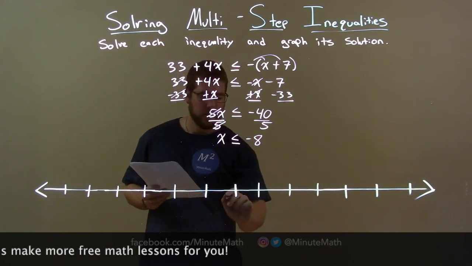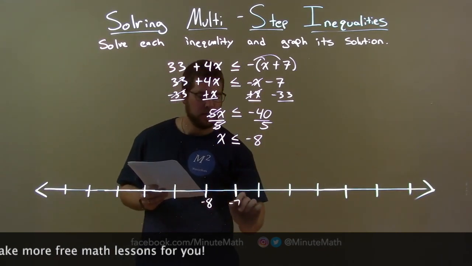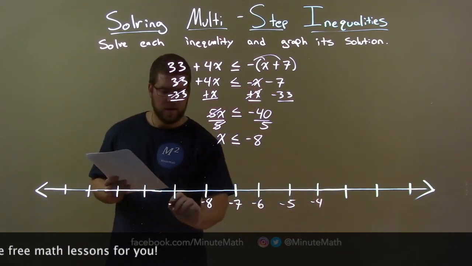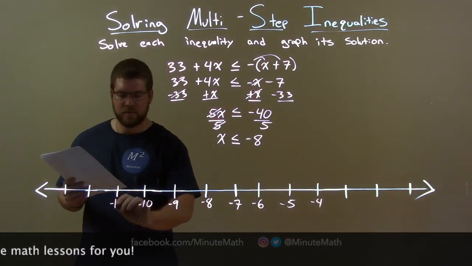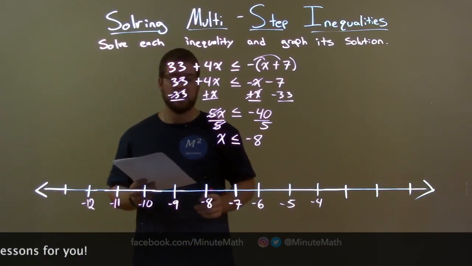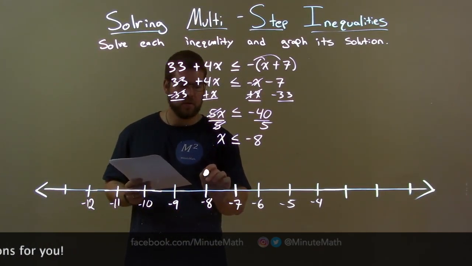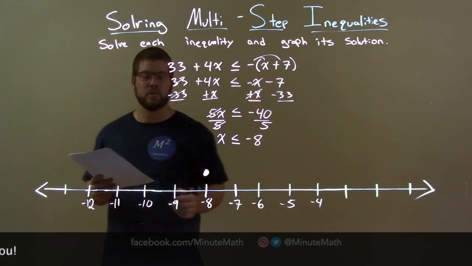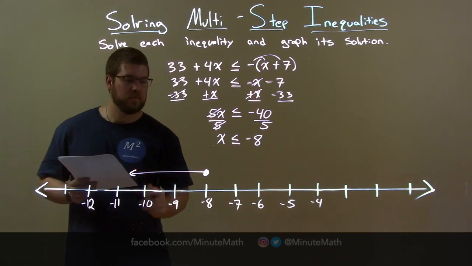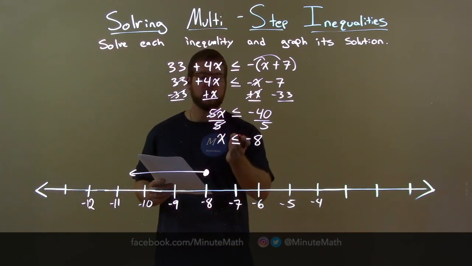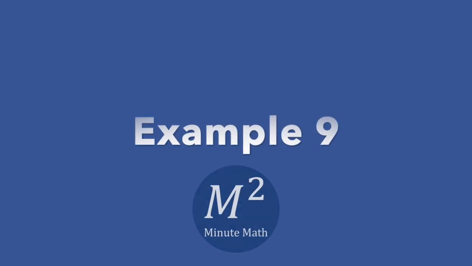So let's graph it. Negative 8 here, negative 7, negative 6, negative 5, negative 4. And then negative 9, negative 10, negative 11, negative 12. Since x can equal negative 8, that gives us a closed circle there at negative 8. x is less than negative 8, arrow goes to the left, and there we have it. Our graph matches our final answer. x is less than or equal to negative 8.